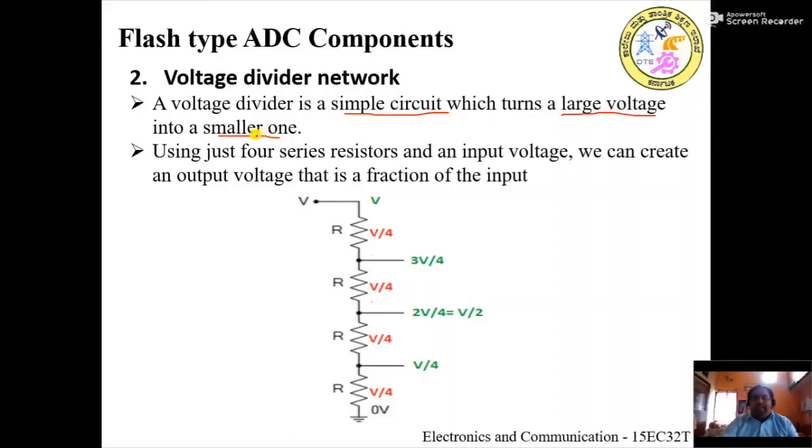If a large voltage has to be divided into a small voltage, so we would be using the voltage divider network.